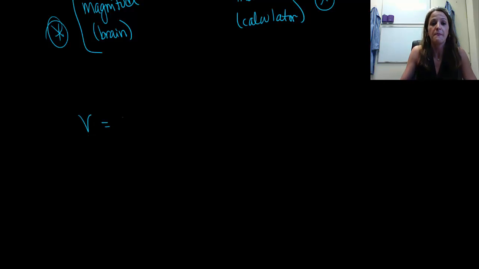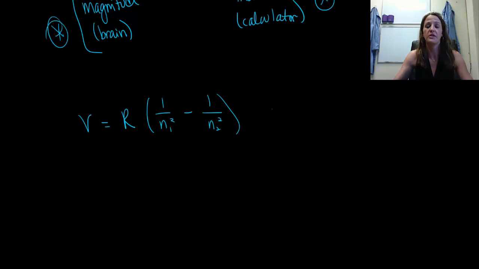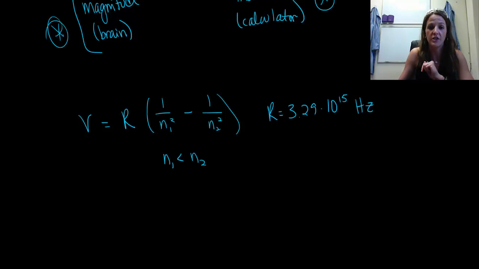So you have frequency is equal to your R constant times 1 over N1 squared minus 1 over N2 squared. So for this formula specifically, your R value is 3.29 times 10 to the 15th hertz. Remember, hertz is inverse seconds. And then this is the most important part for this one. N1 is smaller than N2 always. Okay, always, always, always. So numerically, if your values are 2 and 5, N1 is always going to be 2, N2 is always going to be 5. So numerically, N1 must be smaller than N2.